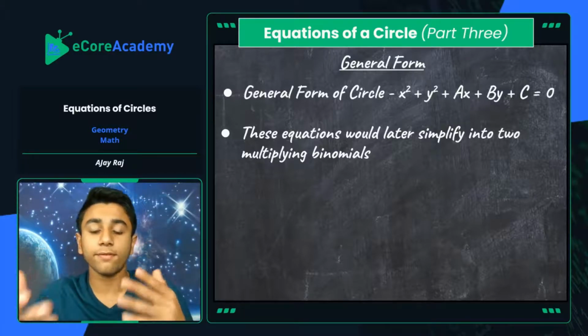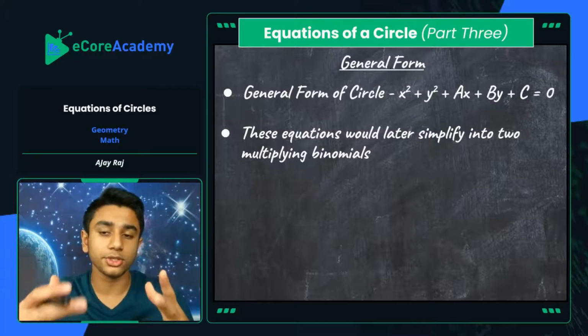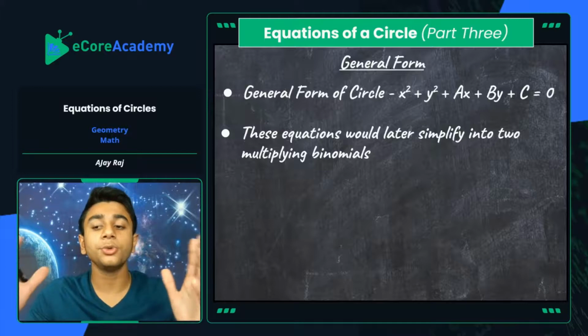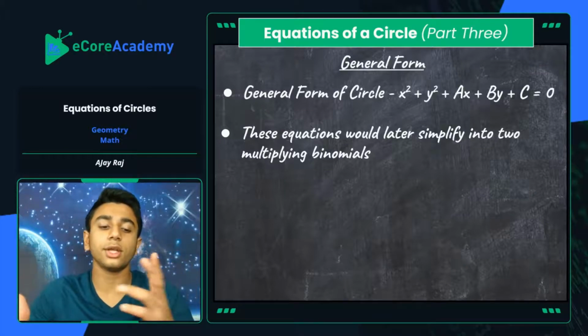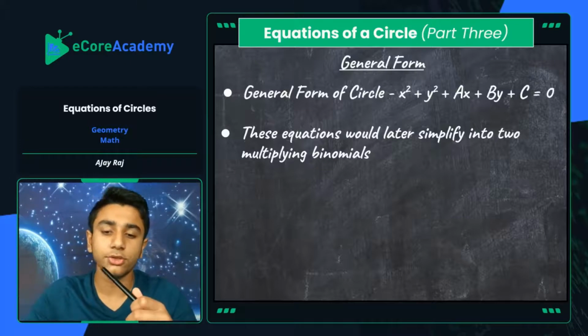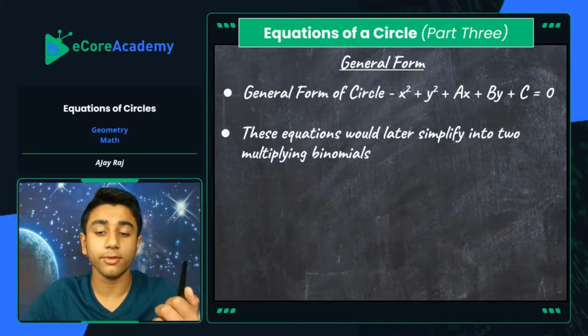And when you actually FOIL out your standard form equation, you're going to get this stretched out equation, which is actually much easier to utilize when trying to rewrite the equation of a circle when looking at its graph. So it's very important that you know both of these because both of them are going to be very useful.